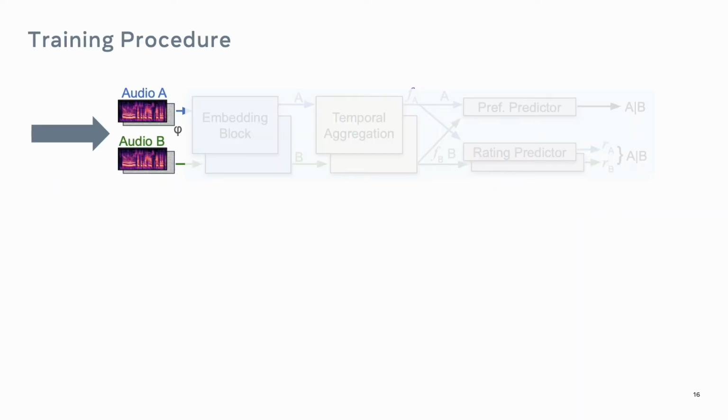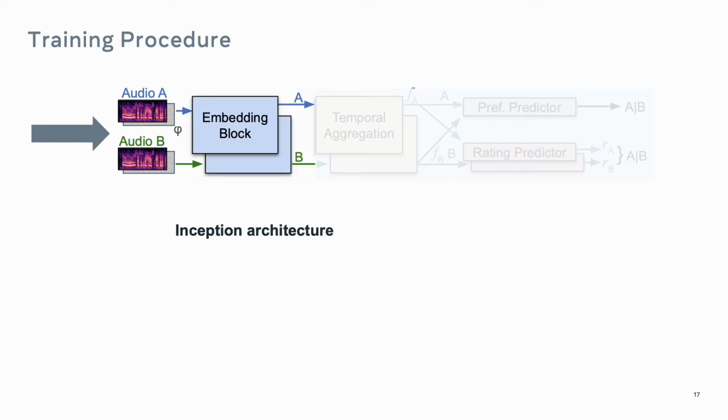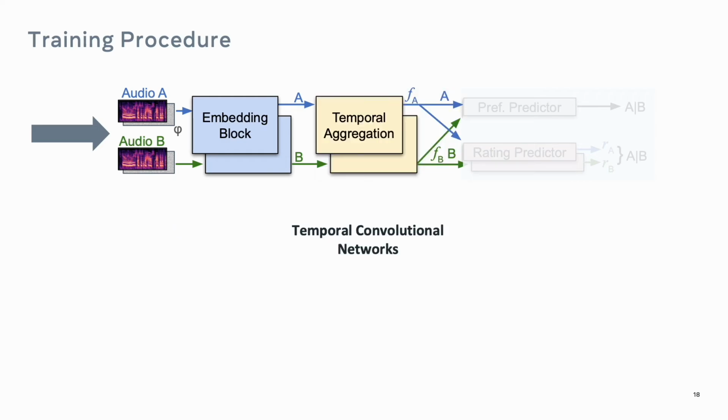Let's now take a look at the training procedure in action. So given these 2 recordings that we had previously, audio A and audio B, we first pass them through an embedding block, which is based on an inception architecture, which uses small filter sizes and learns a good feature representation. In the next step, these embeddings are passed through a temporal aggregation step using temporal convolutional networks, TCNs, where its job is to learn an aggregated embedding for each time frame.